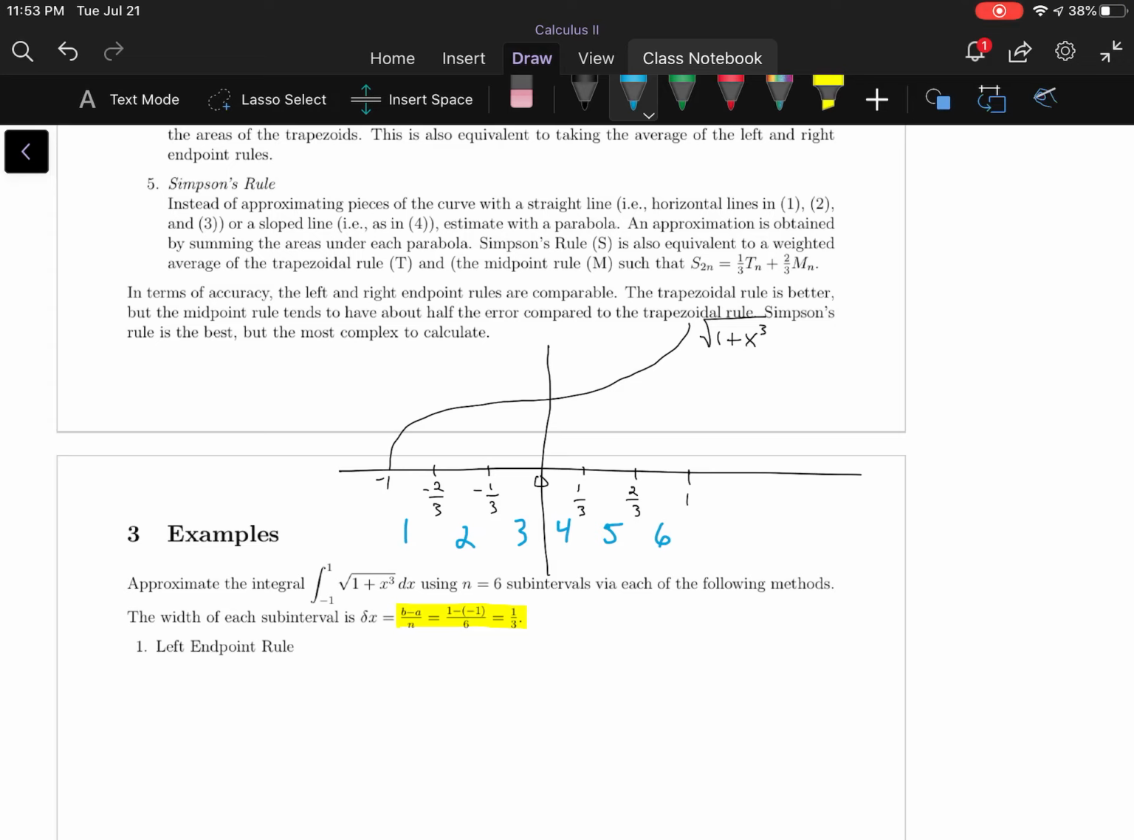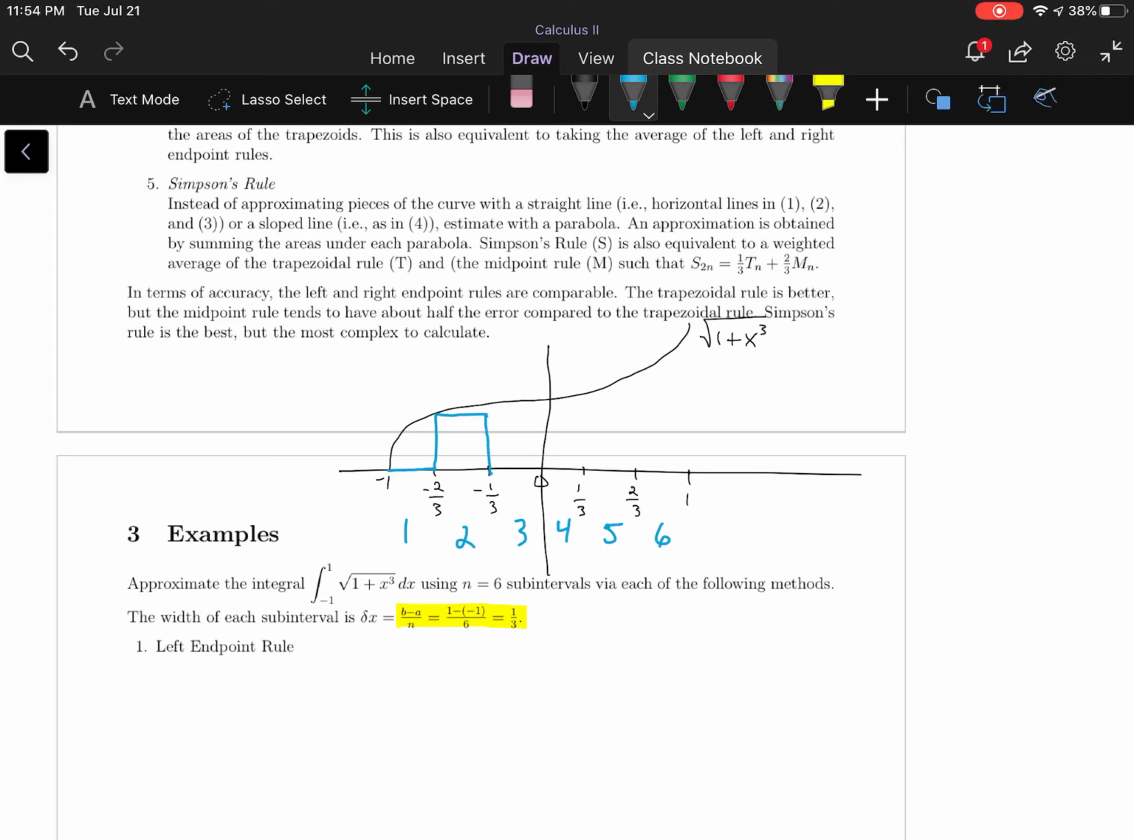Let's start with the left endpoint rule. So the left endpoint rule creates rectangles where the left side goes up to your curve. Now it just so happens that the left side touches the curve at 0 in the first subinterval. And so it's just a flat rectangle or a line. Whereas in the second bin, it touches at x equals -2/3.